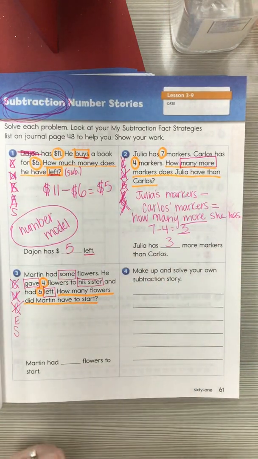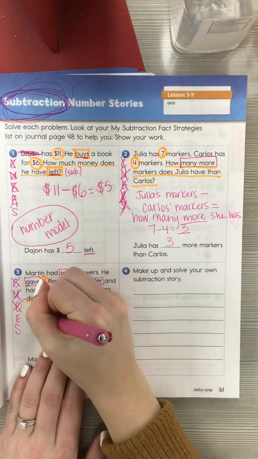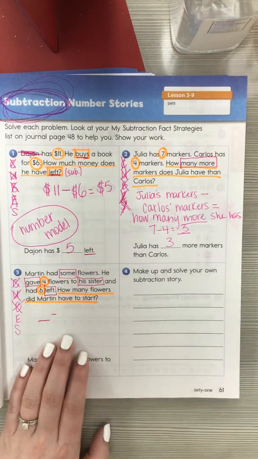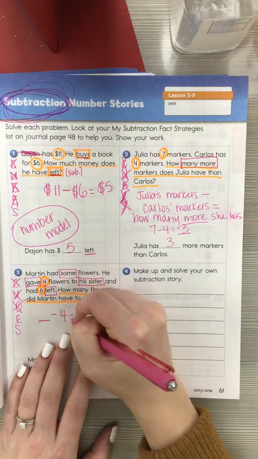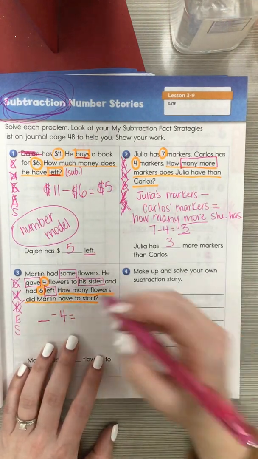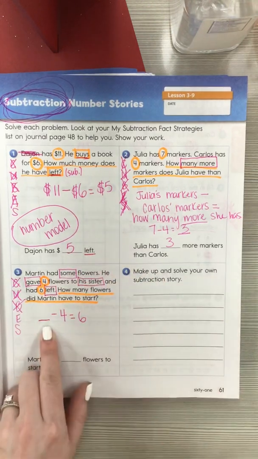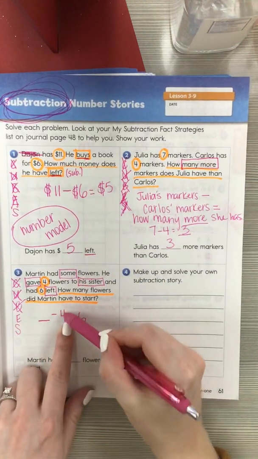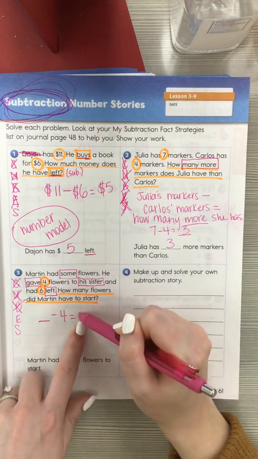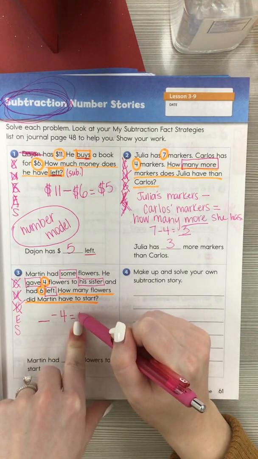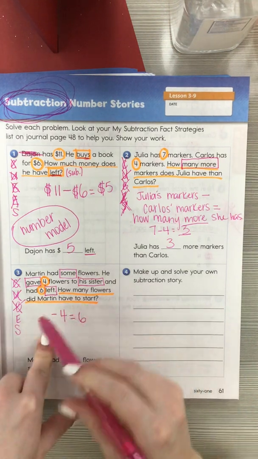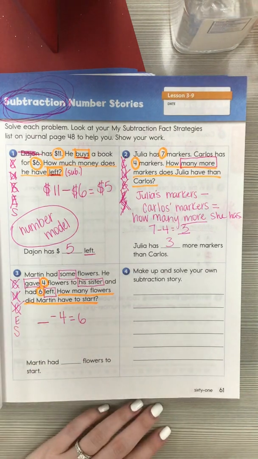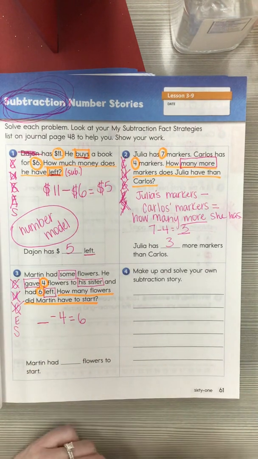We boxed our keywords. He had some flowers, so I'm going to put a blank right here. He had some. And then how many did he give away, everybody? 4. He gave 4 away. And how many did he have left, everybody? 6. So something minus 4 is 6. Keep it in your head. Do not shout it out. Something minus 4 is 6.